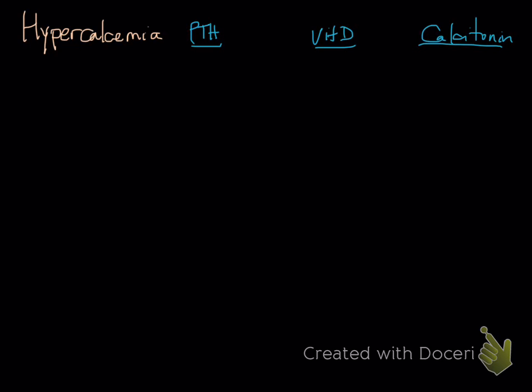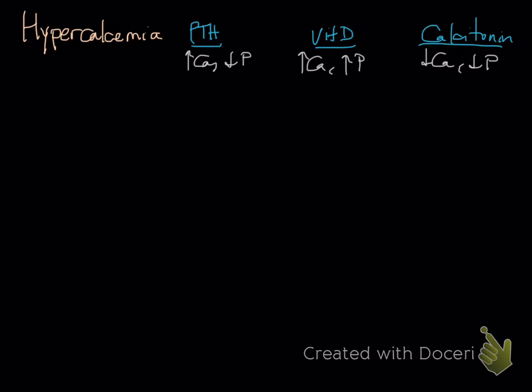Of course, PTH increases calcium and it decreases phosphorus. Vitamin D increases both, and calcitonin tones them both down. Also, PTH is going to increase magnesium, just as a remembrance.